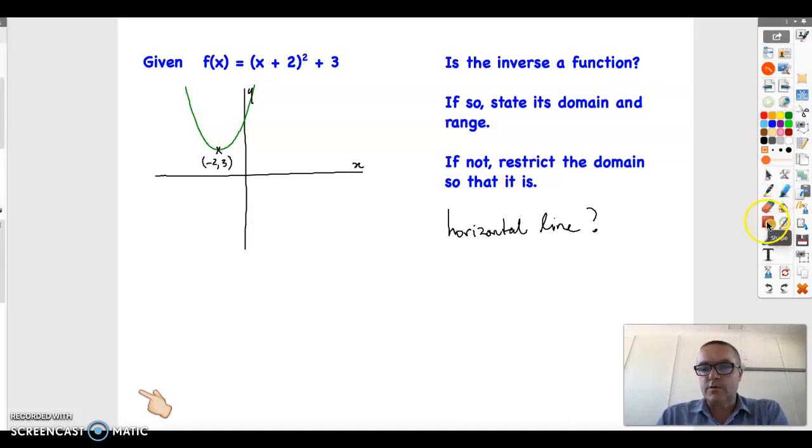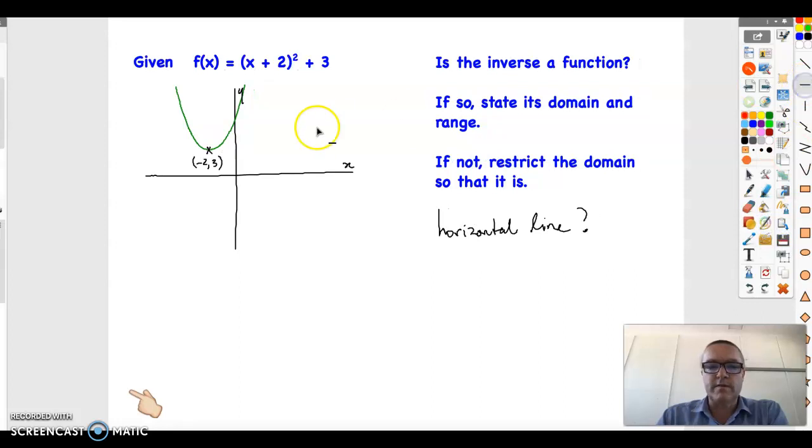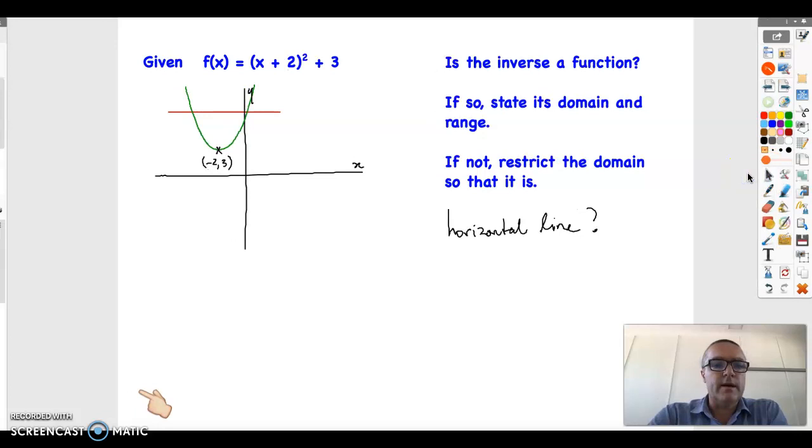Does it pass the horizontal line test? Is it a one-to-one function? And we can quite easily see that for one value of y there, we've got two possible values of x. So we're looking at a function of x for which its inverse would not be a function.